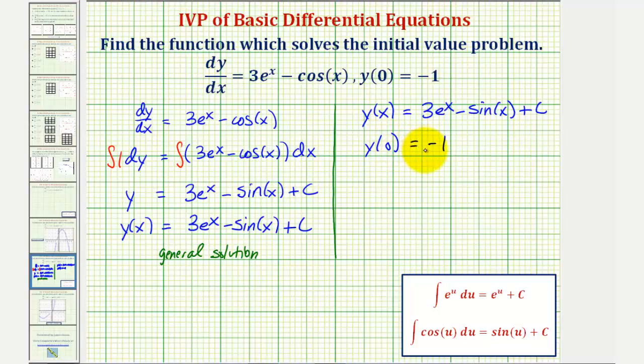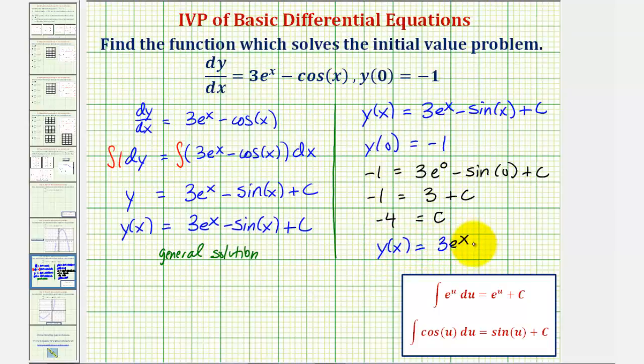So by performing substitutions into our function, this would give us the equation negative 1 equals 3e to the 0 minus sine 0 plus c. This would give us negative 1 equals e to the 0 equals 1, so we have 3 times 1 or 3. Sine 0 is 0, so we just have plus c. Subtracting 3 on both sides gives us c equals negative 4, and therefore the particular solution, or the solution to this initial value problem, is y of x equals 3e to the x minus sine x minus 4. And again, this is called the particular solution.